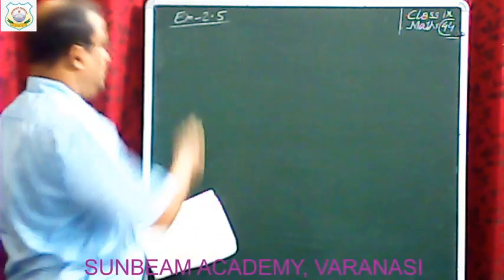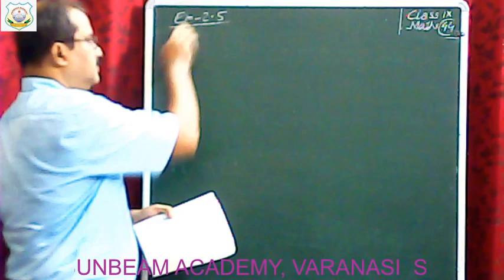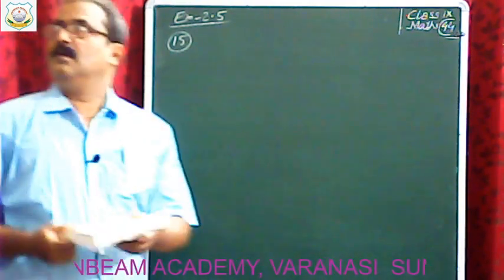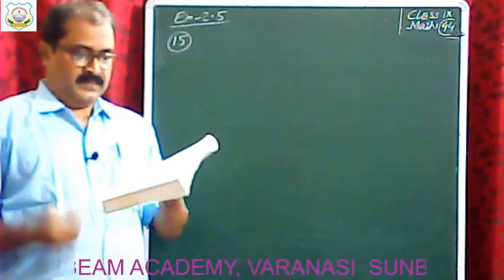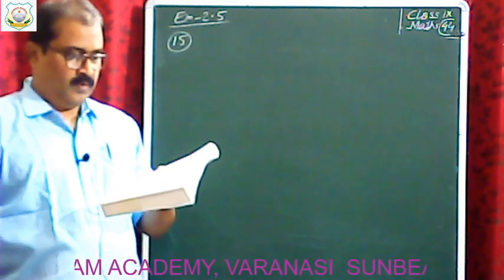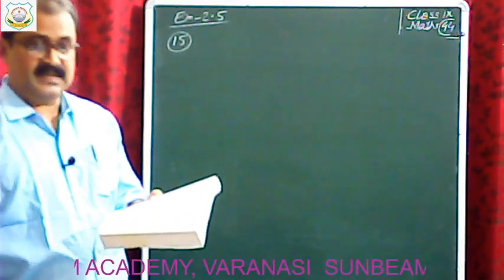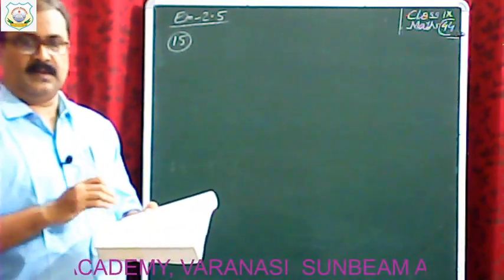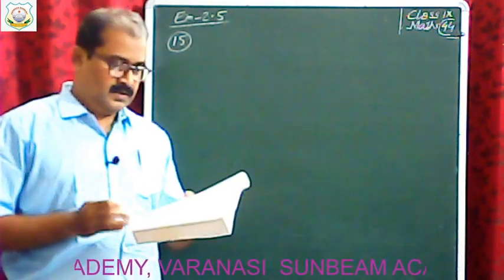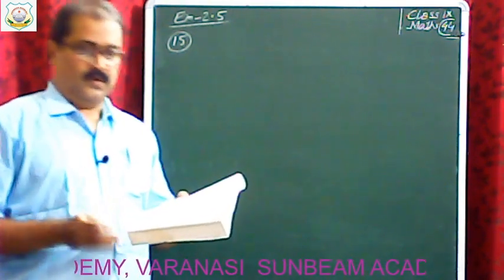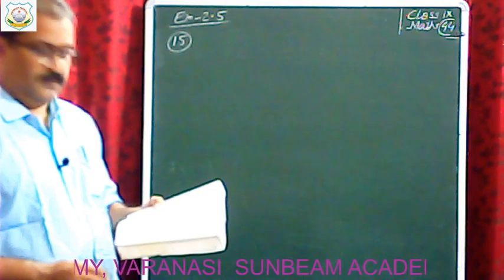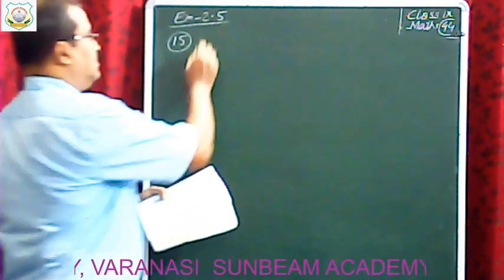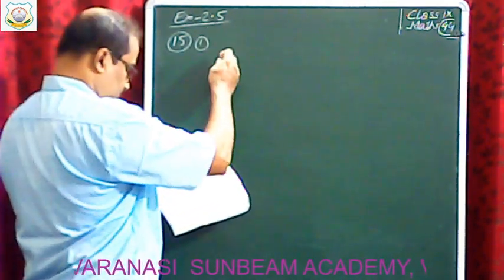Question number 15. Give possible expressions for the length and breadth of each of the following rectangles in which their areas are given. The area of a rectangle is given, and you have to write possible expressions for length and breadth. Okay, taking the first.